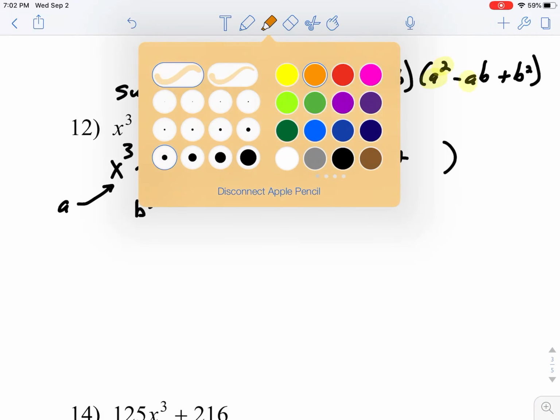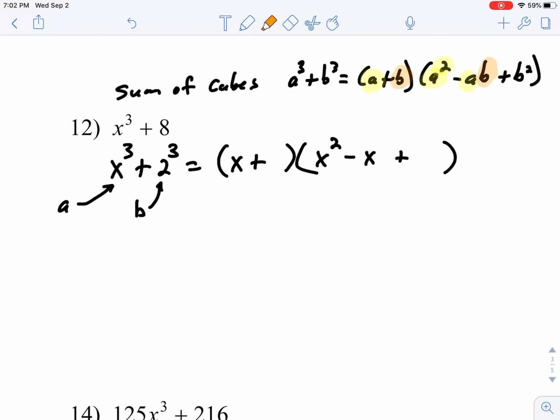Everywhere you see a b, I'm going to write a 2. So I'm going to put a 2 there. Now you know that a next to b means times. So if I put x next to 2, I'm going to put the little dot there to represent times. And then for that last b, I'm going to put a 2, but it is squared, so I have to put squared. Now this is not the final answer.